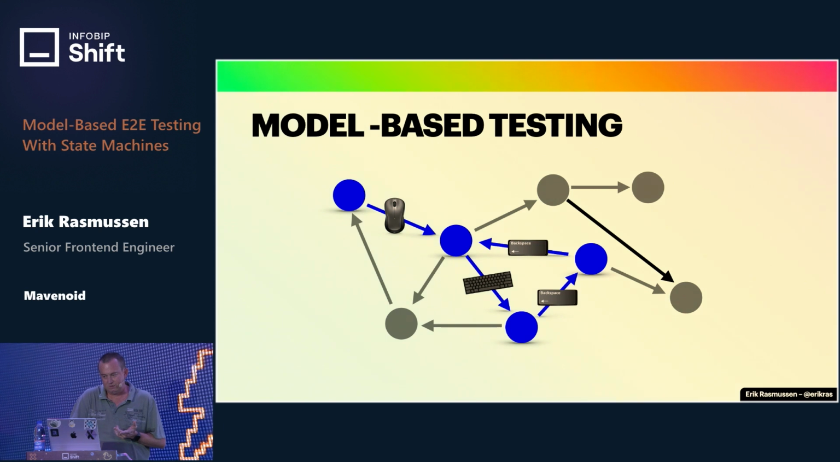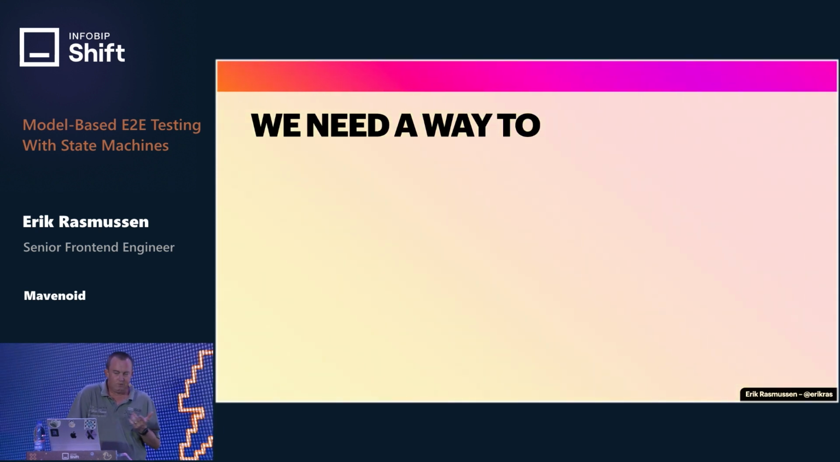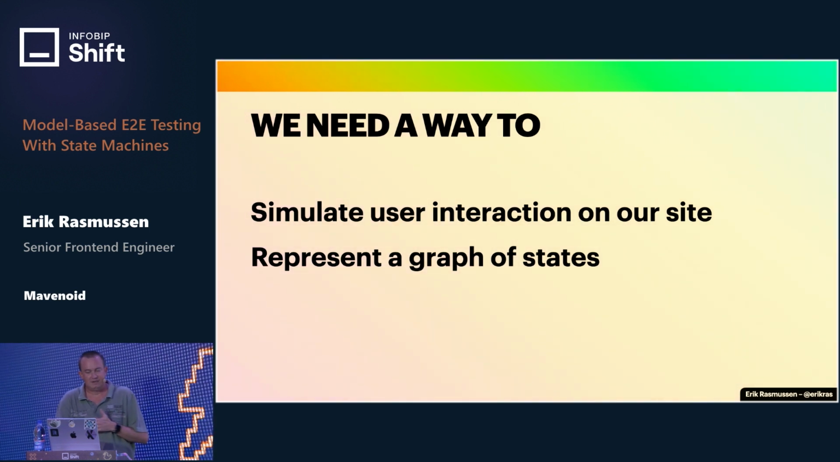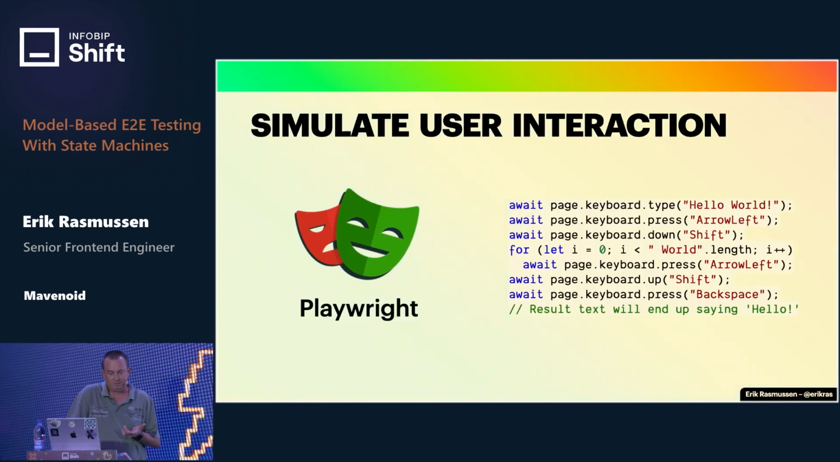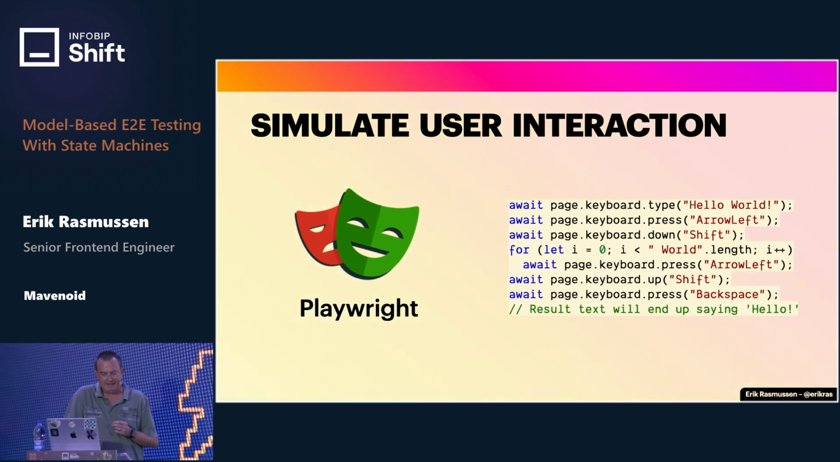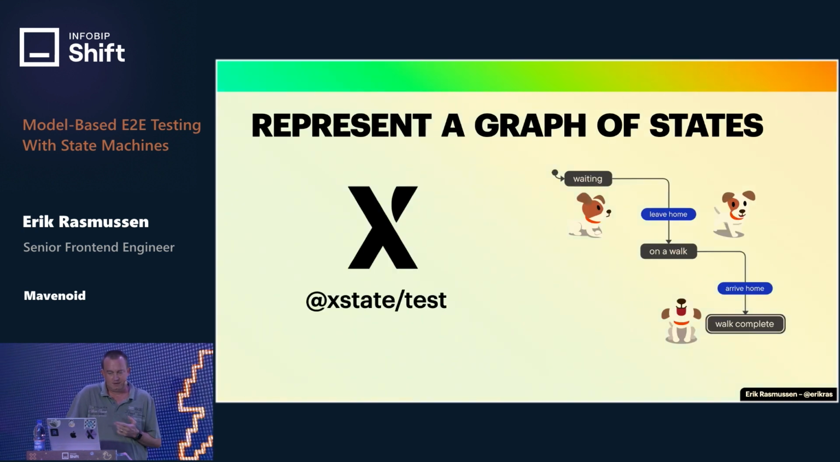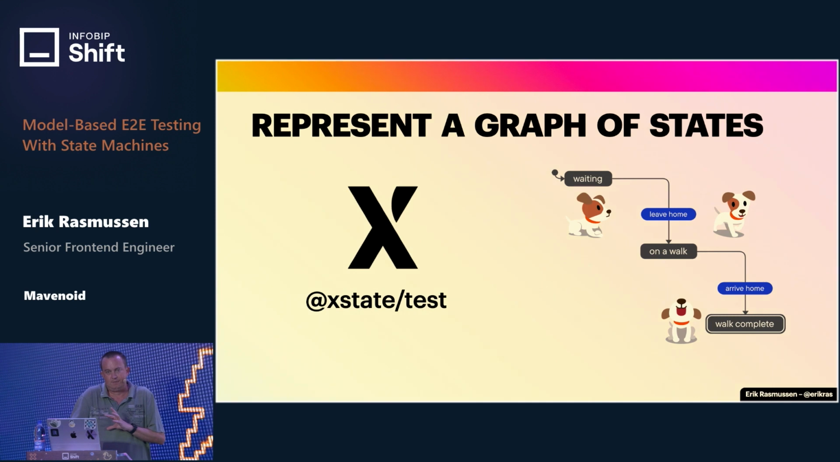So, okay, what do we need to accomplish this? Well, we need a way to simulate user interaction on our site and a way to represent a graph of states and transitions between them. The first one's pretty easy because we have these nice frameworks like Playwright and Cypress that do exactly that. We can programmatically simulate a user using our web app. But how about managing states and transitions? Well, there's a state machine library called XState that I'm a big fan of that specializes in managing state transitions between different states. Normally it's application state, but they have this special version of the library called XState test that is built for doing exactly this.